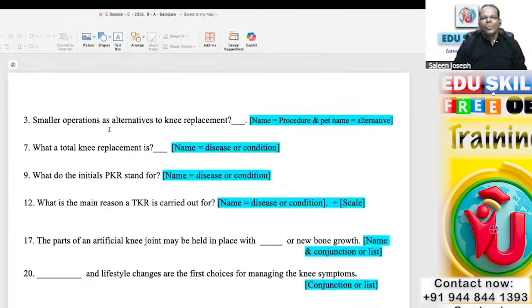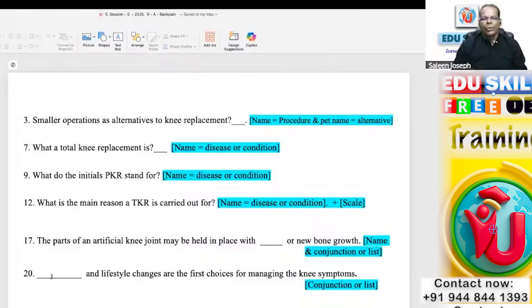And here, smaller operations and alternative to knee replacement, the answer is a name, a procedure. We can also say pet name or alternative name. What a total replacement is: name, disease or condition. What do the initials PKR stand for? Again, name, disease, condition. What is the main reason a TKR is carried out for? Name, disease, condition, and a scale is there. Then the parts of an artificial knee joint may be held in place with dash or new bone growth. Name and conjunction or list. As I said, if there is a list, that will be the answer.